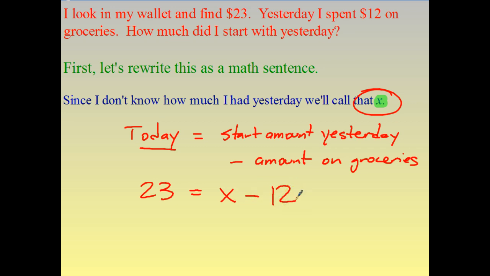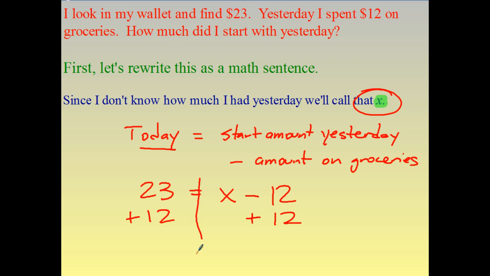Okay. Well, if I spent $12 on groceries yesterday and I have $23 now, then it's safe to assume that before I did that, I would have had $12 more, right? So this is the amount I had before I spent it on groceries. Then I subtracted 12, right? I went down 12. So I'm going to pretend to give myself back this $12, right? So I'm going to add $12 to both sides of this equation.